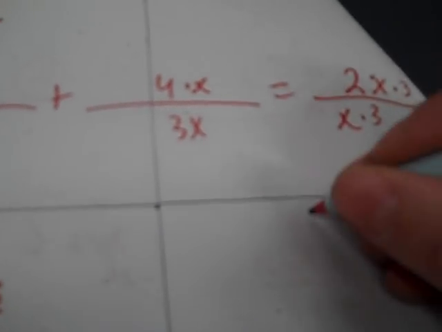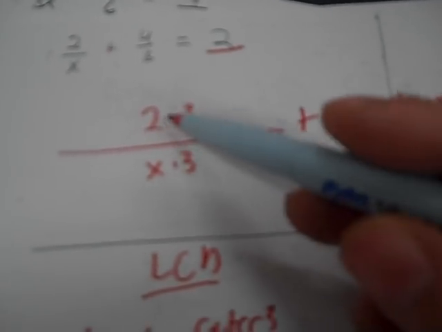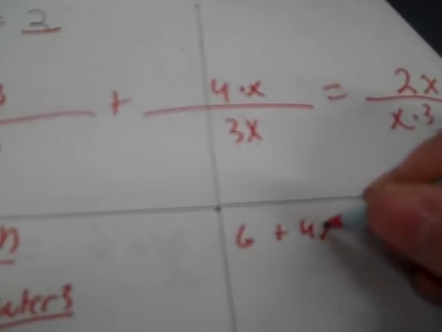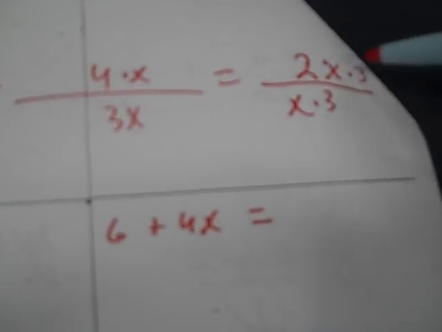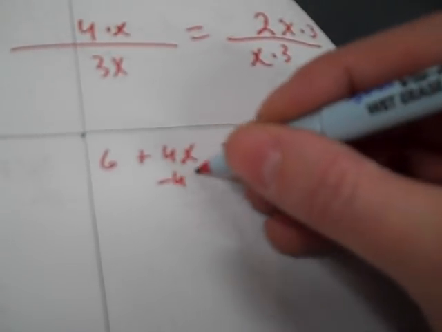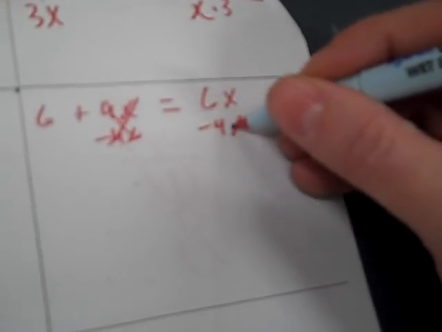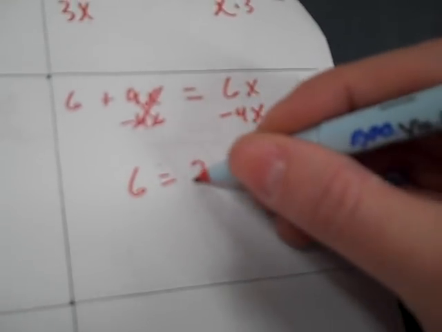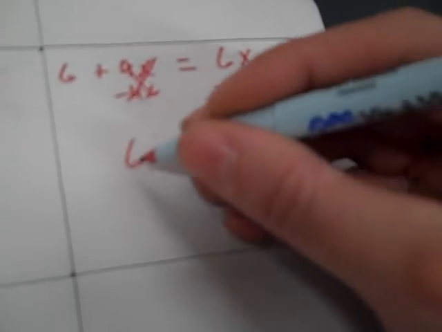Okay, so I drop my equals, and I take 2 times 3. That's 6, plus 4x. And then over on the other side, that's going to be 6x again. So again, only one answer. The variable can equal only one value. Get the x's together. Okay, and then 6 equals 2x. You just divide by 2. And that's 3. So x is 3.